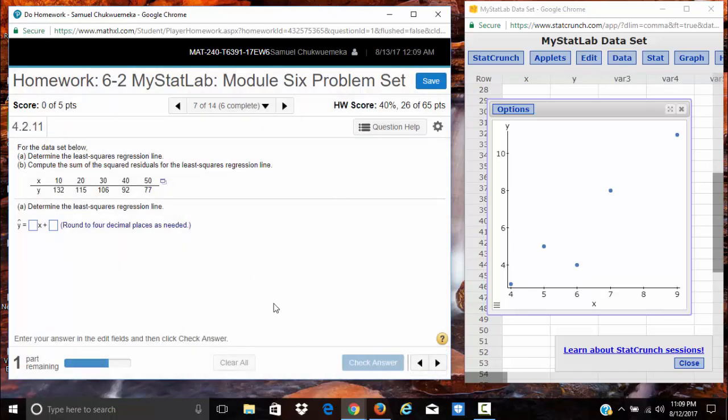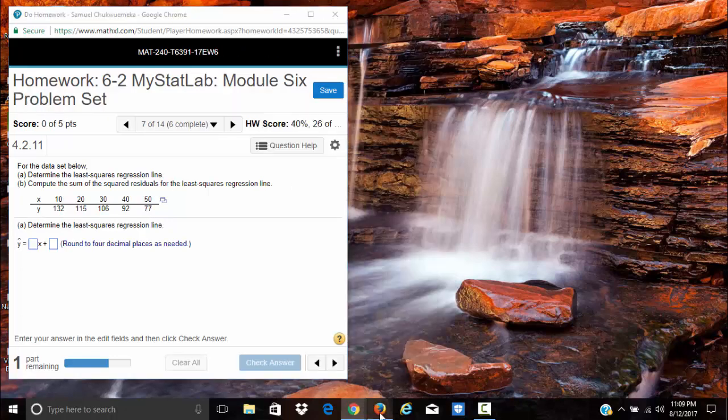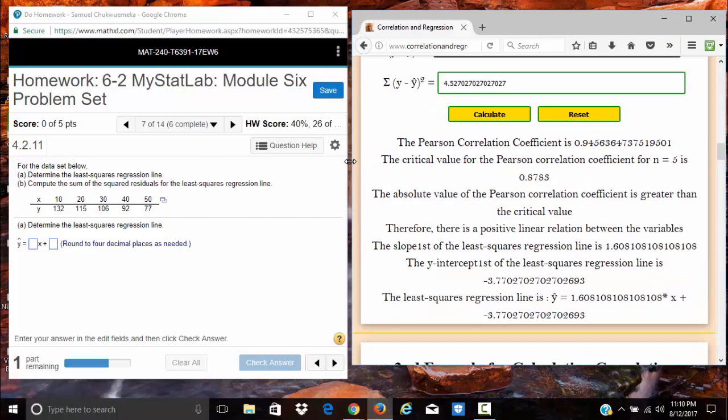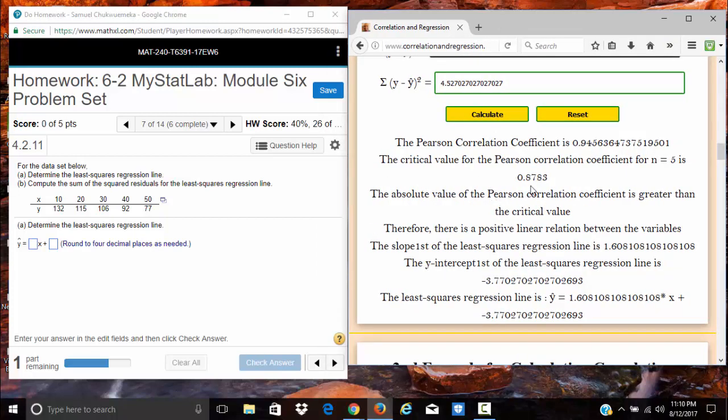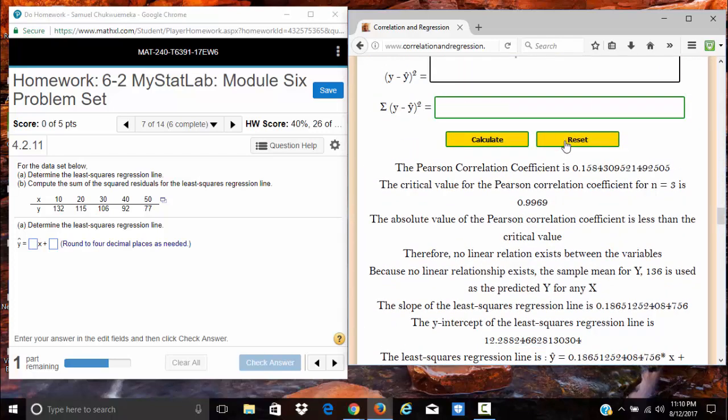Question 7. For the data set below, A, determine the least squares regression line. B, compute the sum of the squared residuals for the least squares regression line. So, I'm going to close this and pull up my calculator. We can go ahead and use the second formula, but let's reset it.